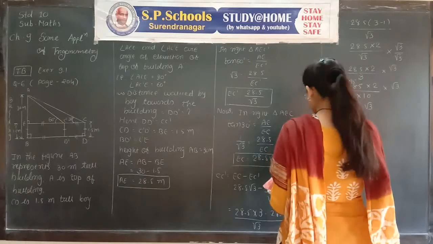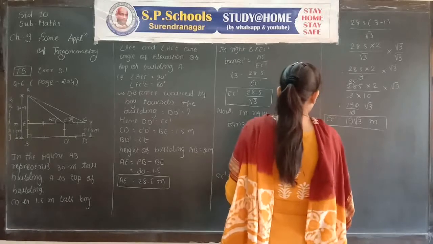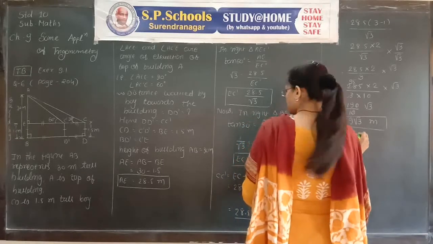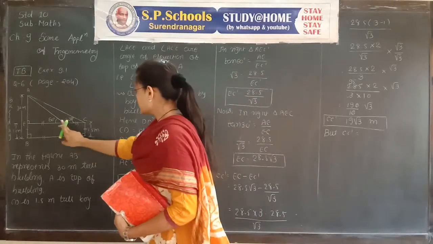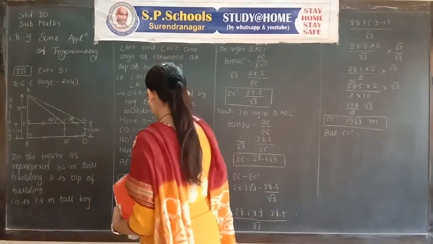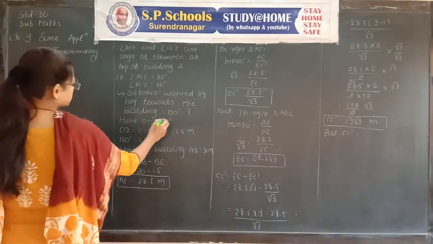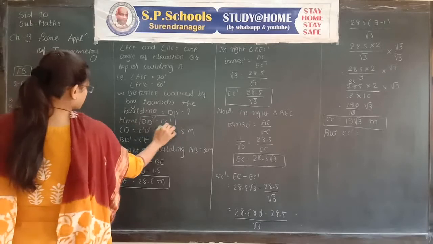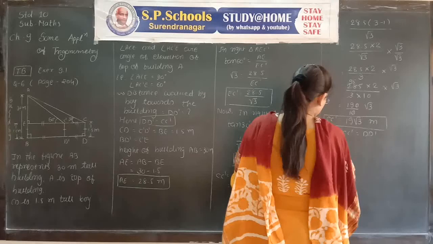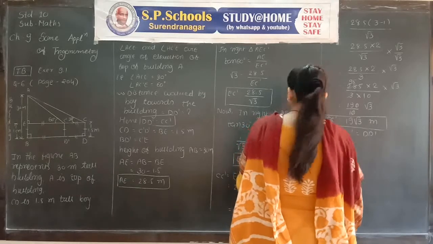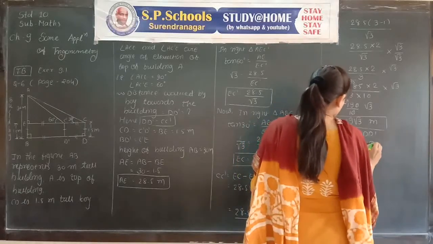The unit is meter, which is CC' meter. But CC' is equal to DD'. Here it is represented: CC' is equal to DD'. Therefore, DD' means the distance walked by the boy towards the building, which is 19 root 3 meter.